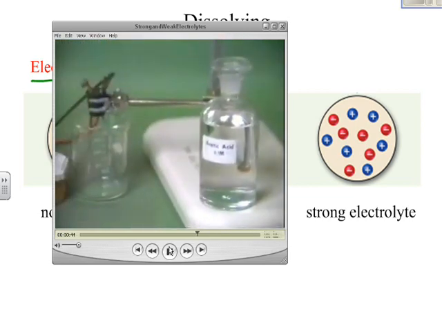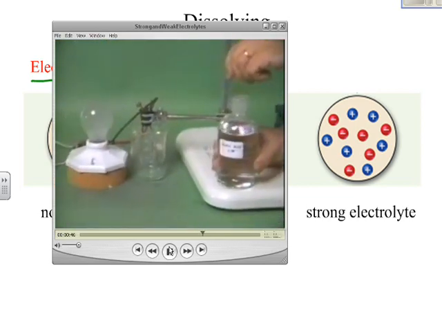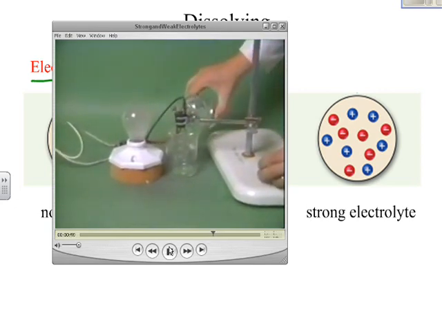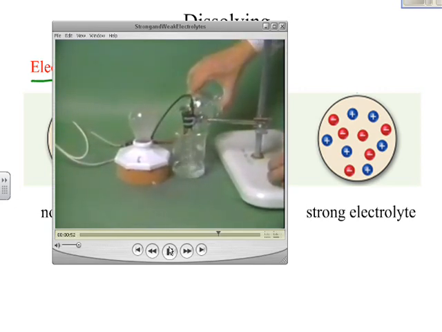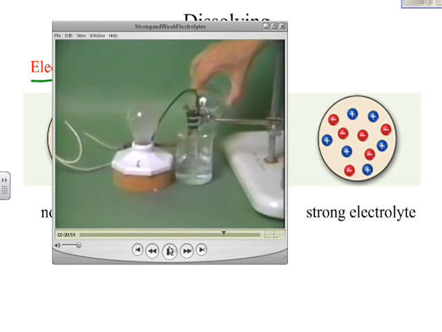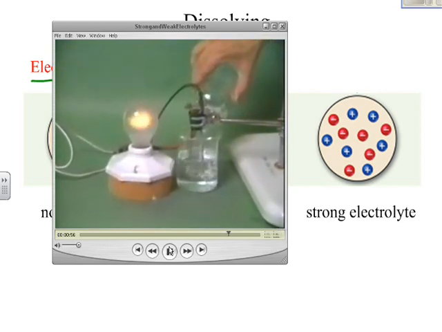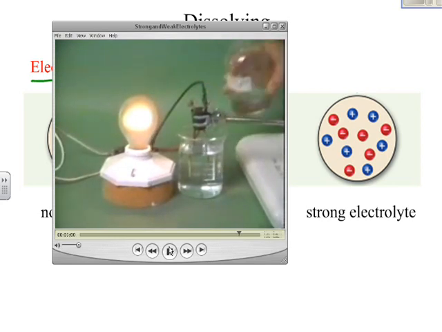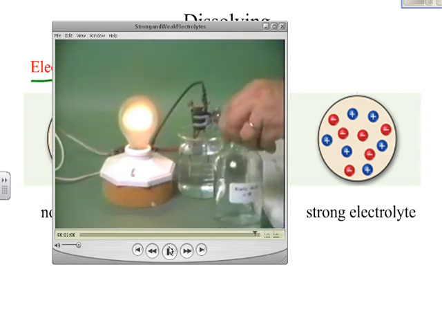In the last part of the experiment, we are using a weak acid, acetic acid. We pour 0.1 molar acetic acid into the beaker, and the light bulb glows less brightly, showing that the solution has only a small conductivity. Acetic acid is a weak acid and is only slightly ionized in water.